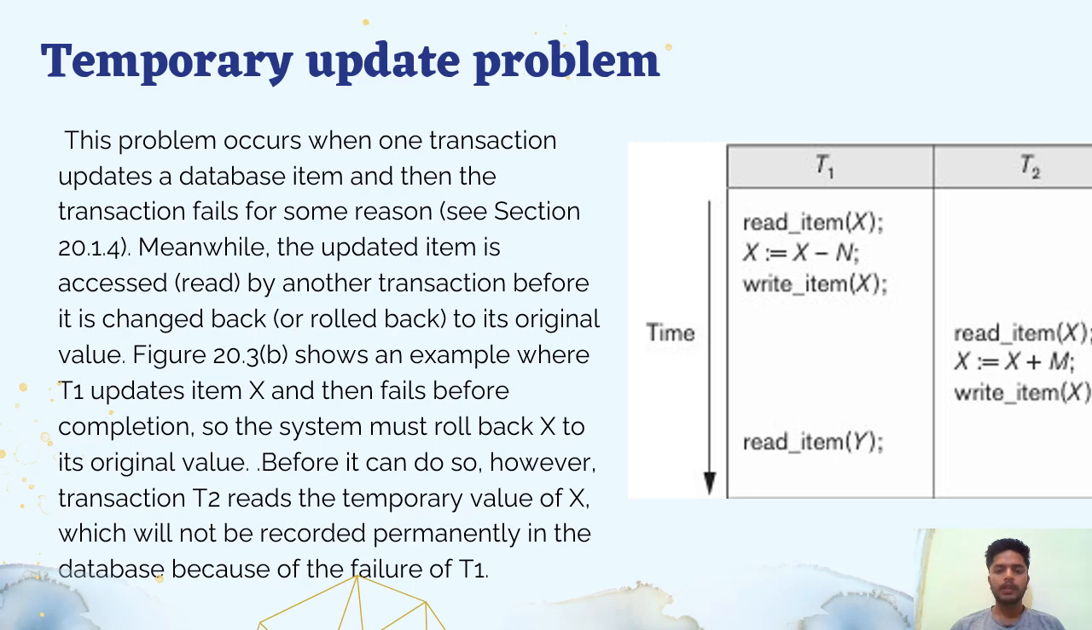So this figure shows an example where T1 updates item X and then fails before completion. So the system must roll back X to its original value. Before it can do so, however, transaction T2 reads the temporary value of X, which will not be recorded permanently in the database because of the failure of T1.